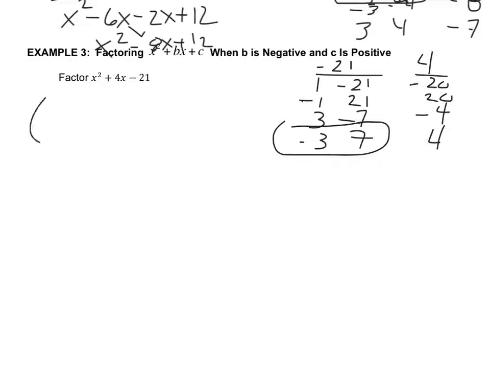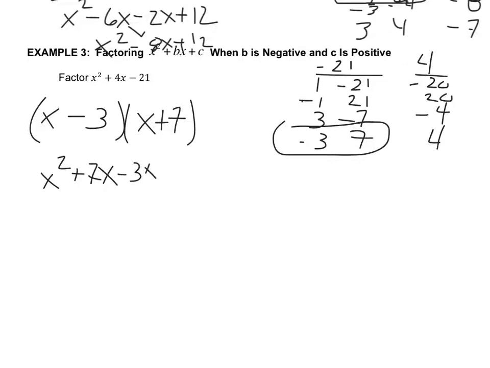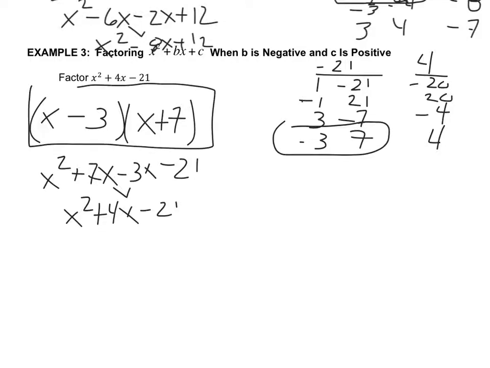So again, when we go to our binomials, we do our double bubble, we have the x in the front, we are subtracting 3, and we are adding 7 in the back. And again, when you do your FOIL check, you get x squared plus 7x minus 3x minus 21. And when you combine the like terms down the middle, you get the 4x minus 21 to verify that these are the correct binomials that are factored out.